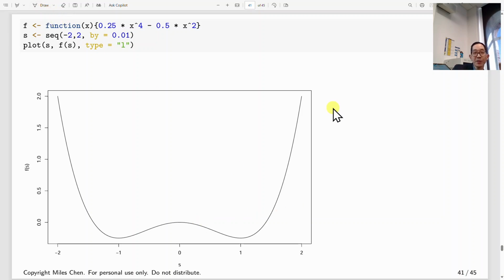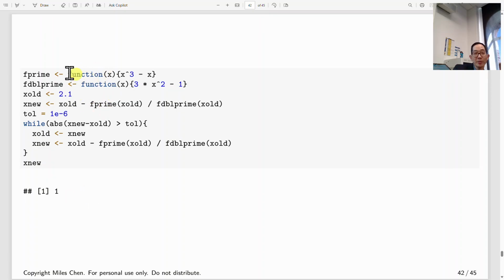So here's my function f. As far as my algorithm goes, I need to code up two functions, f prime and f double prime. So f prime is x to the third minus x, f double prime is 3x squared minus 1. And this is just the Newton-Raphson algorithm. I'm going to say, all right, start off at some arbitrary point, 2.1. Your next iteration is going to be your old location minus f prime at the old divided by f double prime at the old. And then we'll just run that in a loop. So while the difference is greater than our tolerance, we'll just keep going. And it converges and it finds 1.